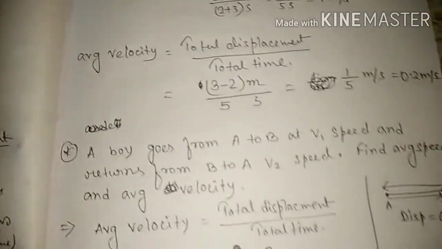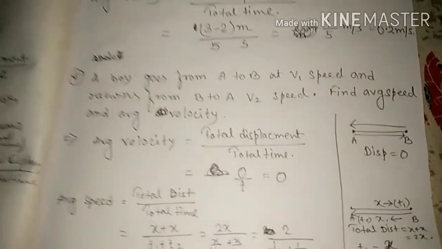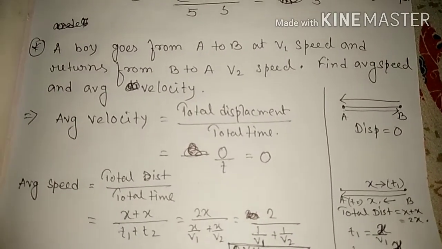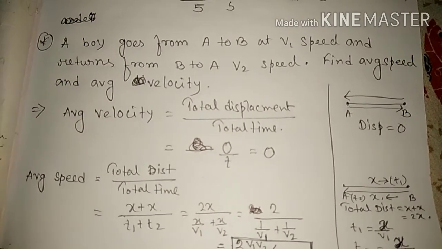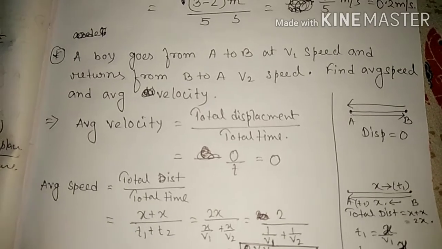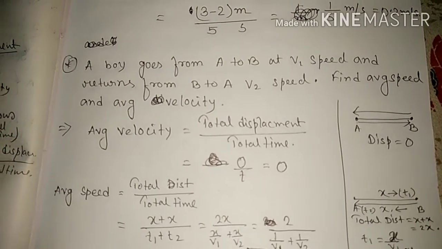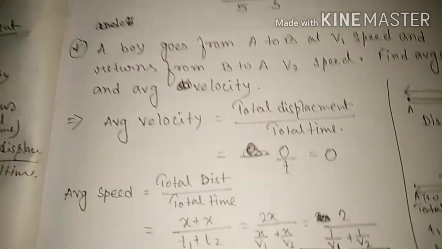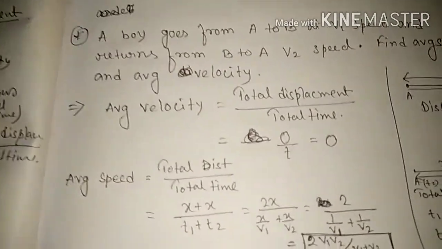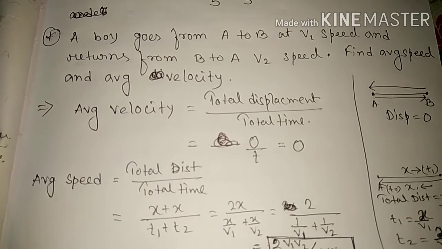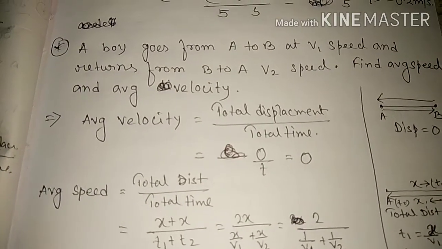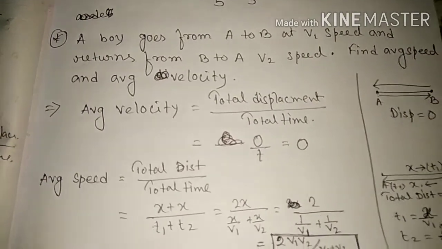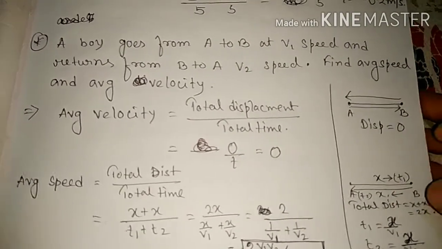Now another example: a boy goes from A to B at V1 speed and returns from B to A at V2 speed. Find the average speed and average velocity. From this, if no option is there, then the students make a mistake. Average speed, they say, is V1 plus V2 by 2. Maximum students make this mistake, but this is not the answer. So how do we solve this one?